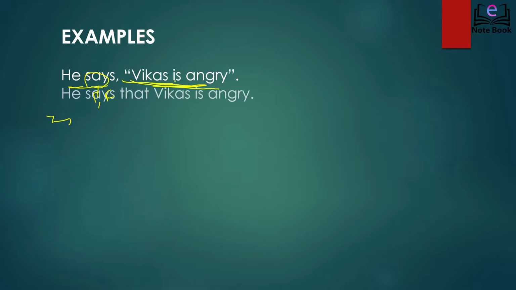So, the indirect form will be, he says, we didn't change it. We add a that to make the continuation of the sentence. He says that Vikas is angry. There was no change in the tense. Why? Because the reporting verb was present tense here.